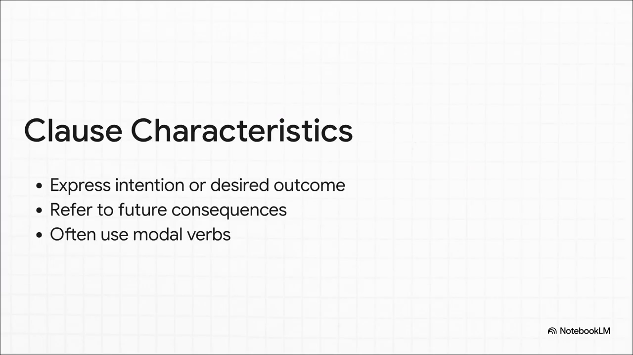Because these clauses are forward-looking structures, expressing a planned result or a desired outcome, they heavily rely on modal verbs to project an anticipated consequence. You're going to frequently see words like can, could, may, might, will, would, and should doing a lot of the heavy lifting here. Like, he saved money so that he could buy a house. That modal verb could builds the bridge straight to that future expected consequence.